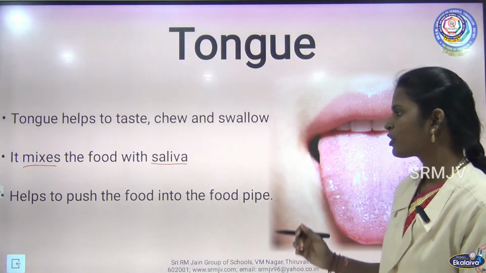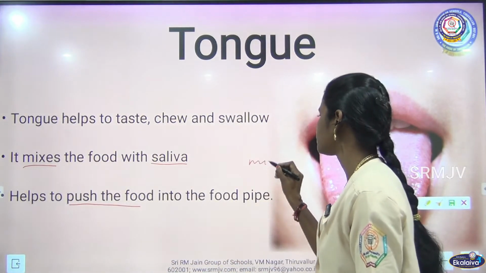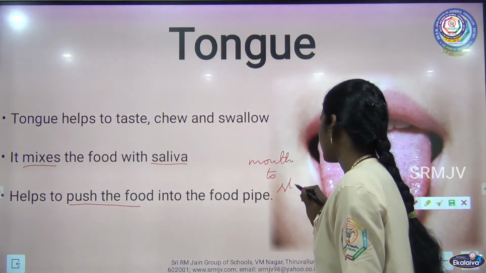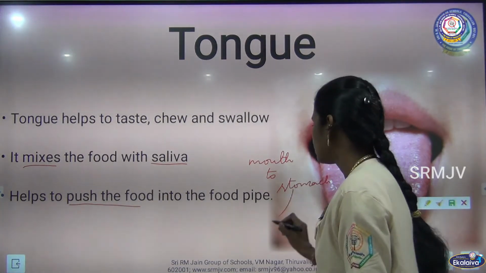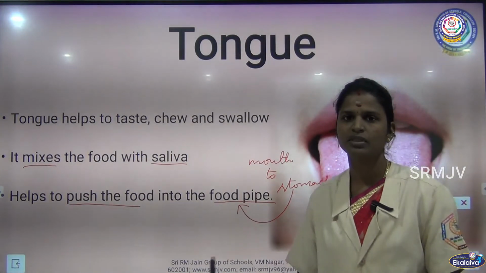The tongue helps to push the food from the mouth to the stomach through a pipe called the food pipe. The other name of the food pipe is esophagus.